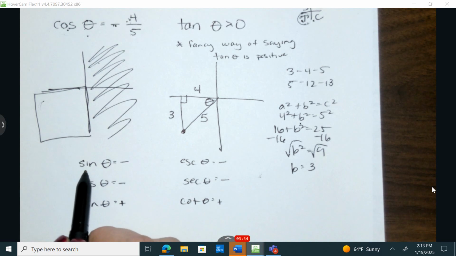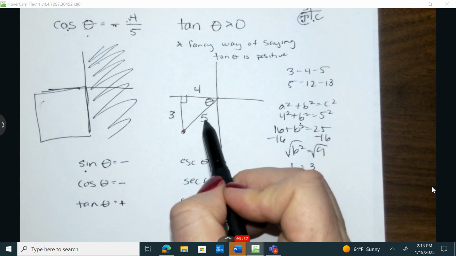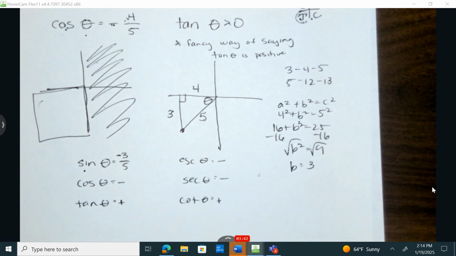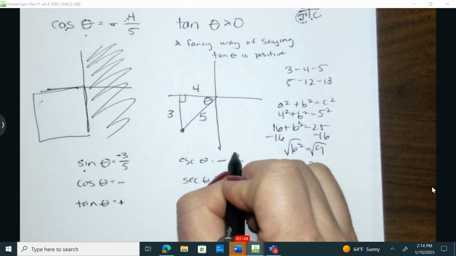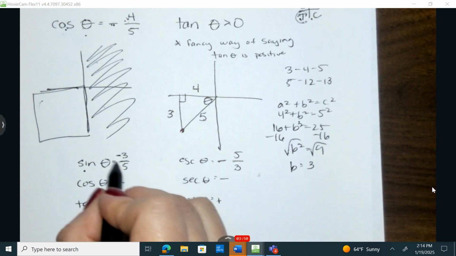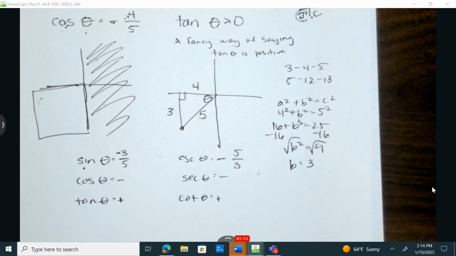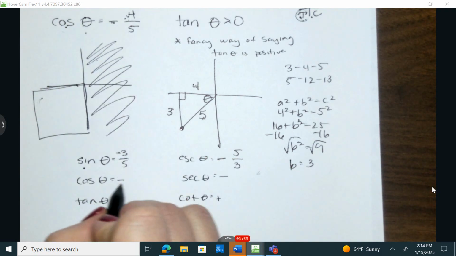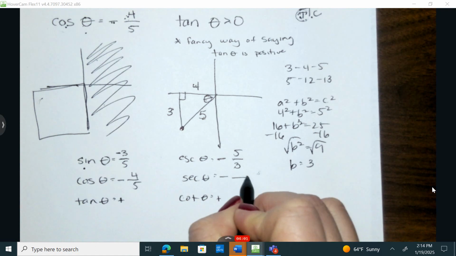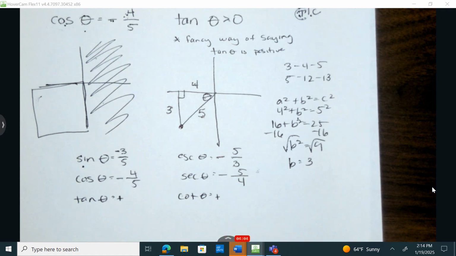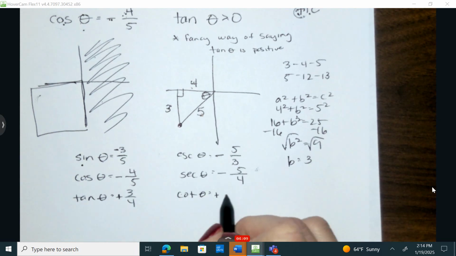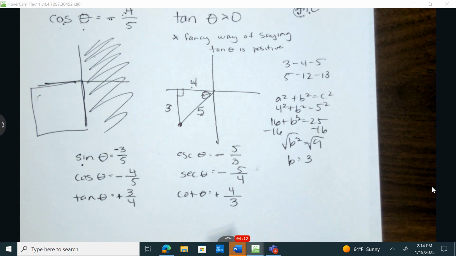So sine is going to be a ratio of opposite over the hypotenuse. So 3/5 with one negative sign. That negative sign can go on top, on the bottom, or out front as long as there is one. The reciprocal is going to be a negative 5/3, and you can see this time I put it out front. As long as there's one negative sign, you're good. Cosine is going to be adjacent over the hypotenuse, and we can see that up above as a negative 4/5, and the reciprocal is negative 5/4. Tangent is a ratio of opposite over adjacent, so positive 3/4, and the reciprocal is positive 4/3.